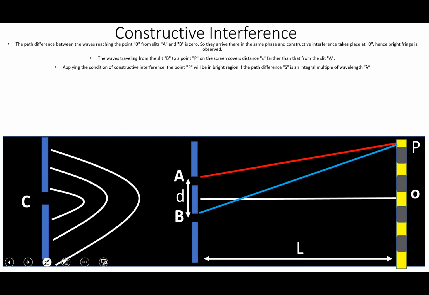But if we consider another point, let's say P, the wave traveling from slit B to point P on the screen covers a distance S extra. That means this much part is S, and this much part is covered extra by the wave from B to reach P as compared to the wave from point A.